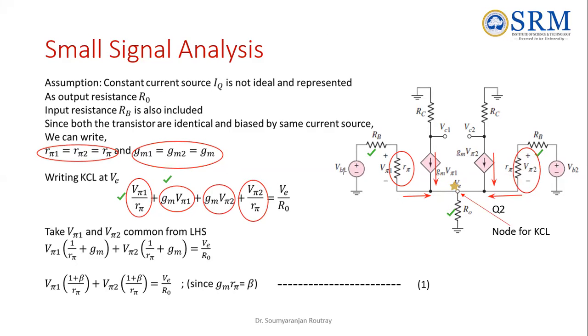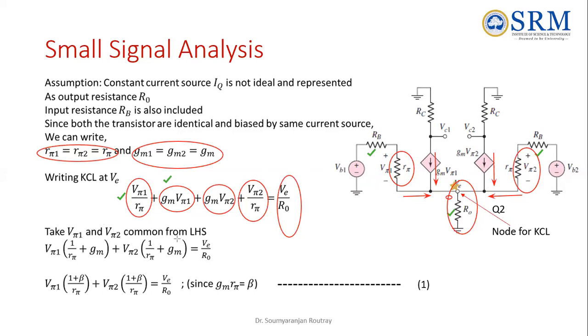The output is VE by R naught, where VE is the voltage and R naught is the resistance. By KCL, Kirchhoff's current law, input and output current will be the same. So all these four are input and this one is the output, VE by R naught. Now it is clear.